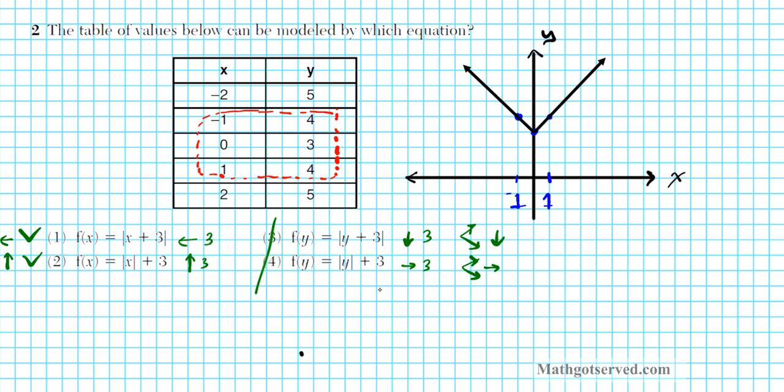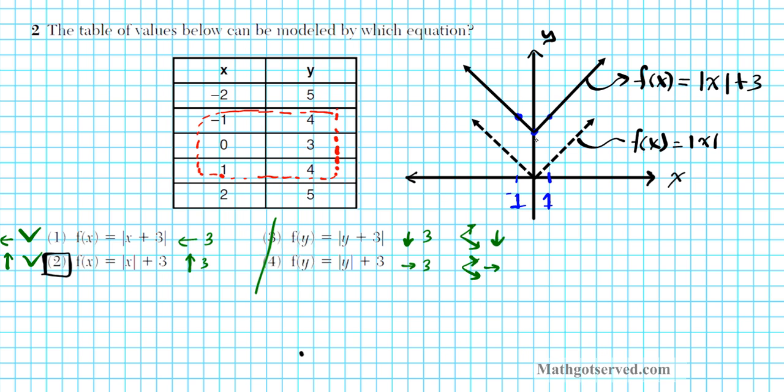So what happened to the parent absolute value function? The parent absolute value function sits right here. Okay, that's the original one. So what do you do to the original absolute value function to get this translated function? You shift it 3 units upwards. Okay, so this right here is f of x equals absolute value of x. When you shift it 3 units up, you end up with f of x equals the absolute value of x plus 3. Okay, so our answer is option number 2.